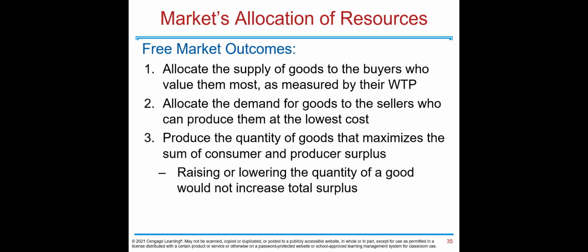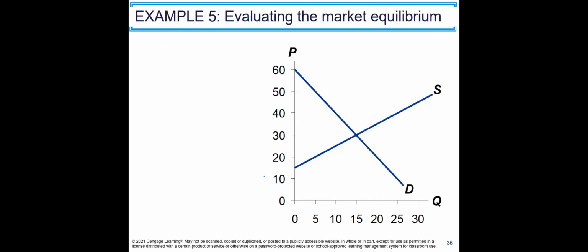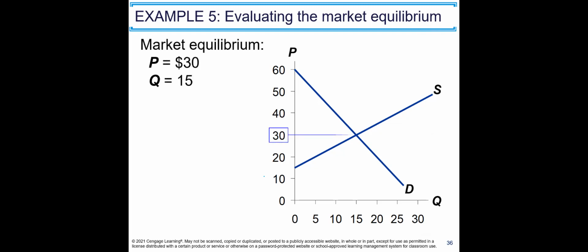Third, produce the quantity of goods that maximizes the sum of consumer and producer surplus. Raising or lowering the quantity of a good would not increase total surplus. So let's see this example on a demand and supply graph. We now evaluate the market equilibrium.